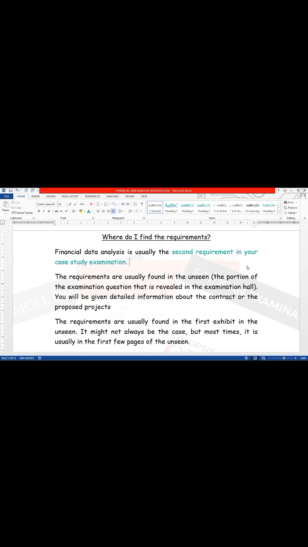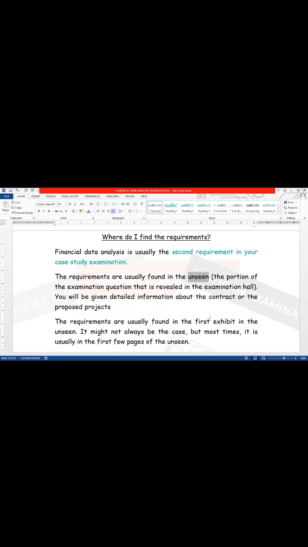Now, the requirements are usually found in the unseen. And I explained earlier that the unseen is a portion of the examination question that will be revealed in the exam hall. Two weeks before your exam, a portion of the examination question will be released on the ICAN website where you can download it. But not everything will be shown, obviously. When you enter the examination hall, they'll give you a complete question. So you have the pre-seen, the part you have seen before, and the unseen is the part that you are going to see in the examination hall.